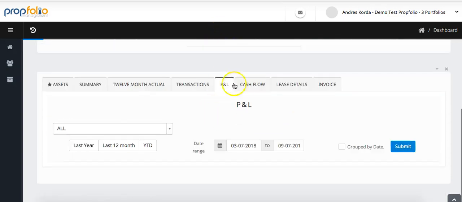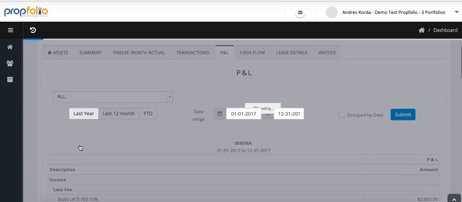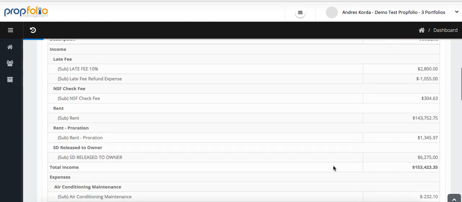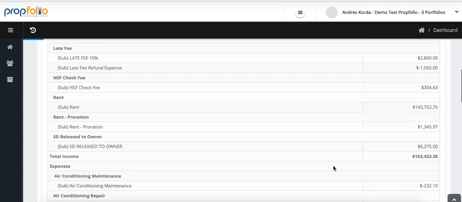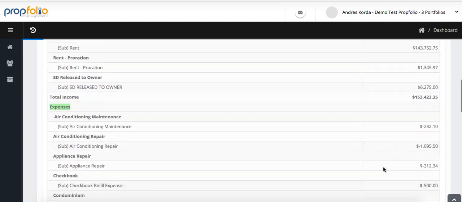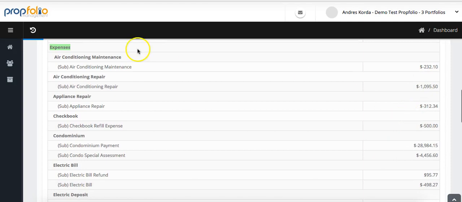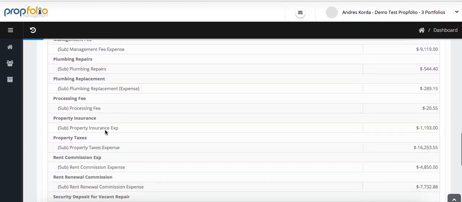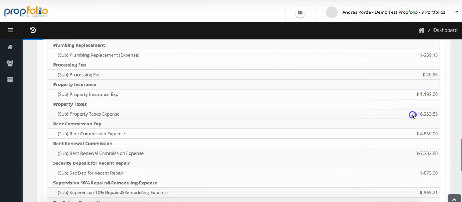Now you can go and access, for example, let's go to the P&L, which is a very useful, very fast calculation here, and you can say very quickly with one click, give me my profit and loss for the last year. And in 1 second, for the whole 10 properties, it is linking all the bank accounts, all the incomes, all the expenses, all the different accounting categories and subcategories, and it's giving you the income of $153,000, and this is how it's divided between the categories and subcategories. Then the expenses, okay? And within the expenses, you have all the different subcategories and categories of expenses, from air conditioning, appliance repairs, electric bills, general maintenance, legal expenses, management fees, plumbing, processing, property taxes, etc. For example, property taxes among all properties, this was $16,253.